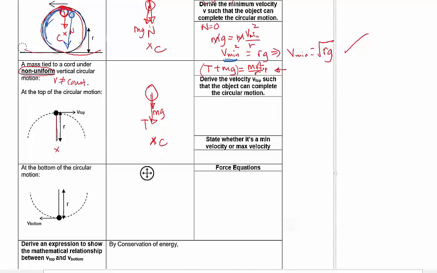I will answer this question first, whether it's maximum or minimum. Looking at this expression, mg is constant, it cannot be changed. So the only thing that can be changed is the tension, how tight the string is. If T is 0, then this v top will be minimum. So actually it must be v minimum, and in this case tension should be 0. So mg equals m v top square over r.